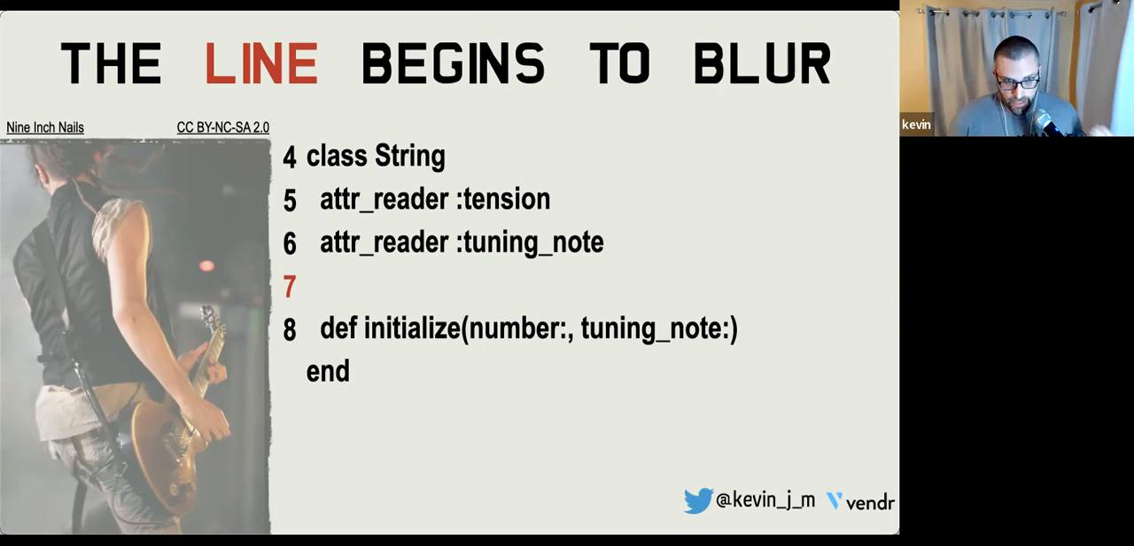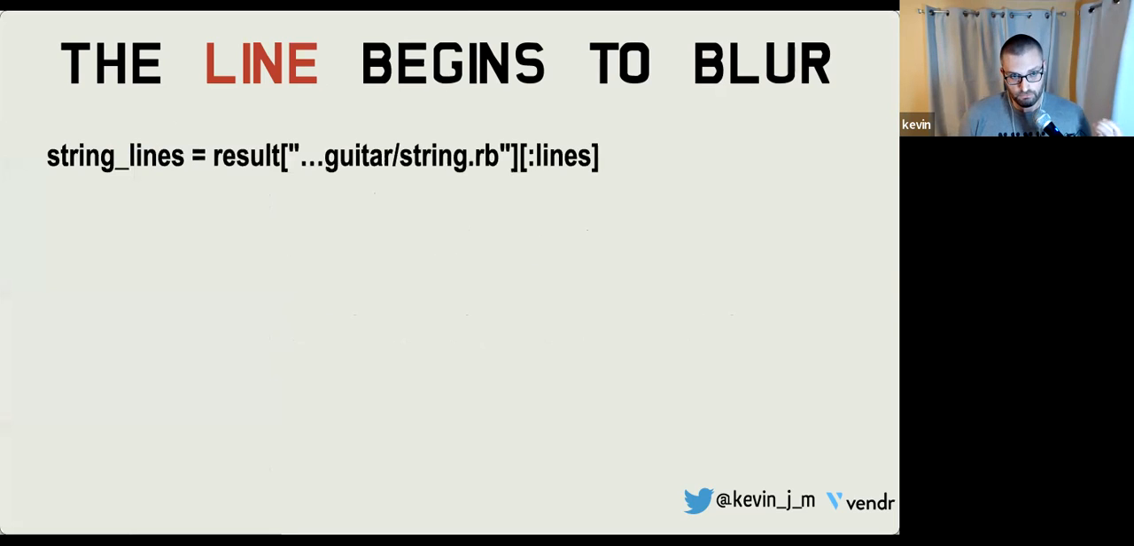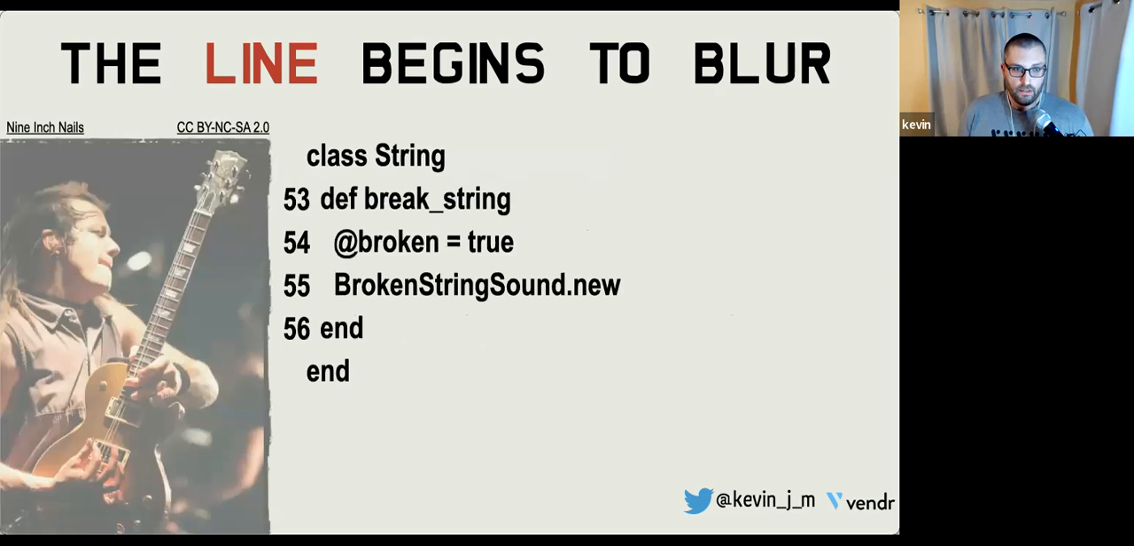And so back to our problem at hand, we're trying to figure out how many times we've broken strings over the first 10 shows. So we can get the lines coverage result back for our string file. And we're going to say that when a string marks itself as broken by setting the broken instance variable, that's when a string is considered broken, okay? And that's on line 54 in our file.